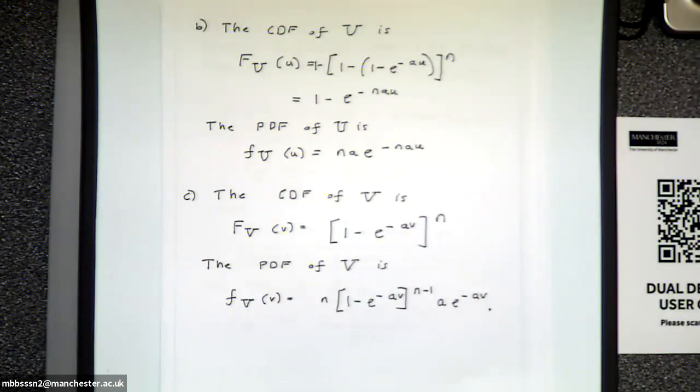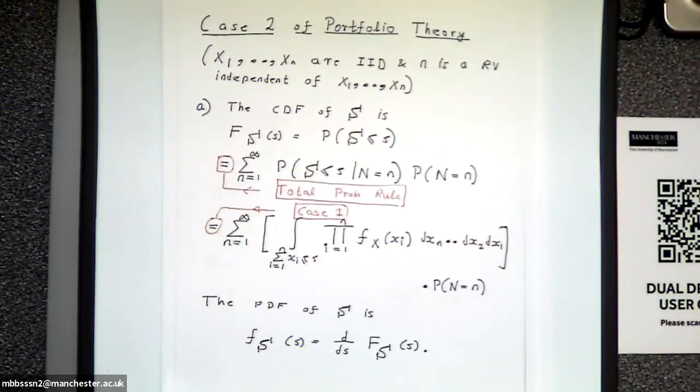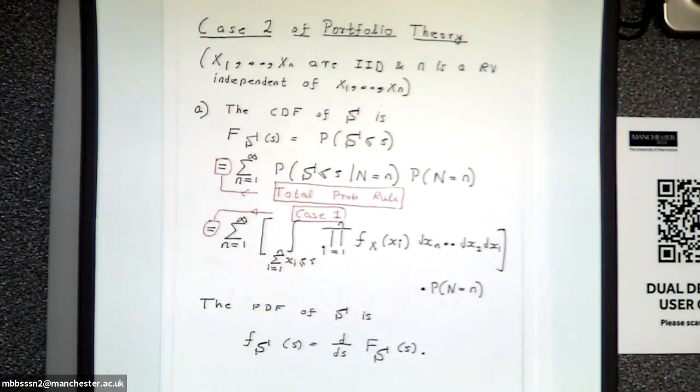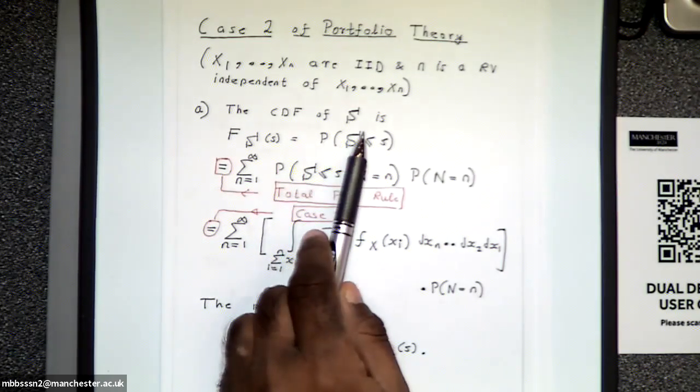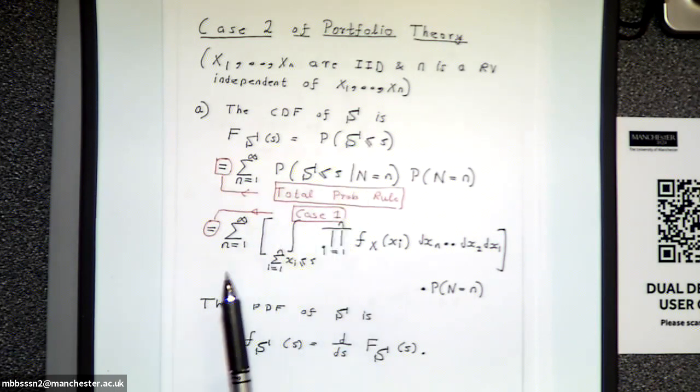Case 2 is where, as I said before, the losses are IID, but the number of investments is a random variable, and it's independent of the losses, right? In this case, the CDF of S, the total portfolio loss, is given by this formula, and this is the PDF. Once again, I don't expect you to know how to derive these formulas, but you should know how to apply them if I give you a problem, okay?